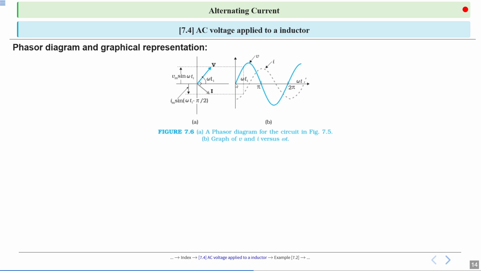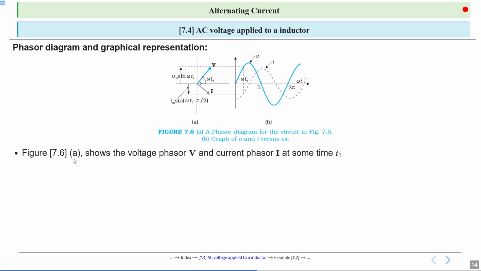This voltage is at 0 at time equal to 0, or we can say omega t equal to 0. At omega t equal to 0, voltage is at 0. At omega t equal to pi by 2, current will reach the 0 value, meaning current is lagging behind by pi by 2. This is the meaning of this phasor diagram and graphical representation, and this is the phase relationship for a purely inductive circuit.